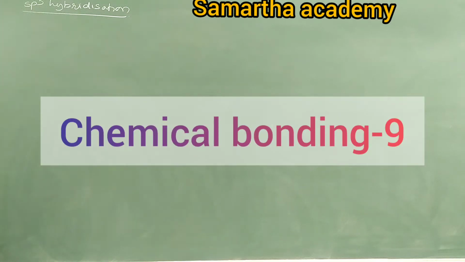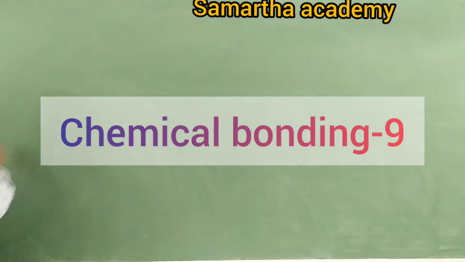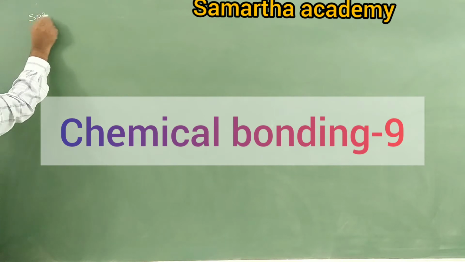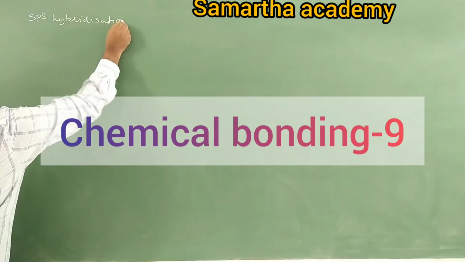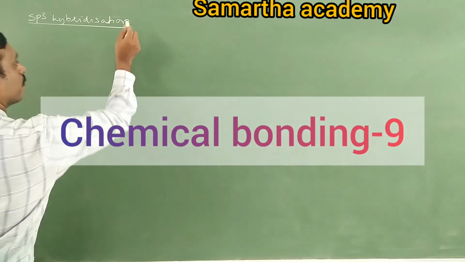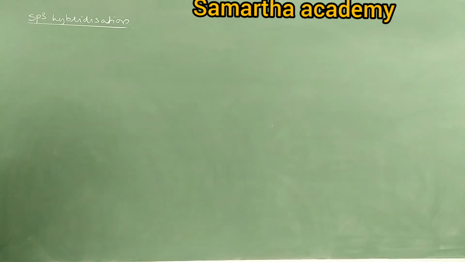Okay, write down sp3 hybridization. Come on, tell me. So what is sp3 hybridization? The process of intermixing of one s orbital and how many p orbitals? 3 p orbitals to form how many sp3? 4 sp3 hybrid orbitals, called sp3 hybridization.